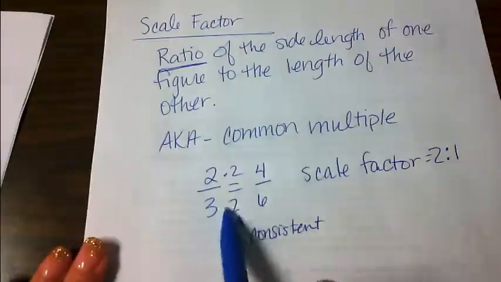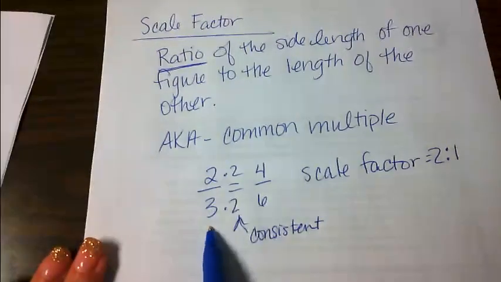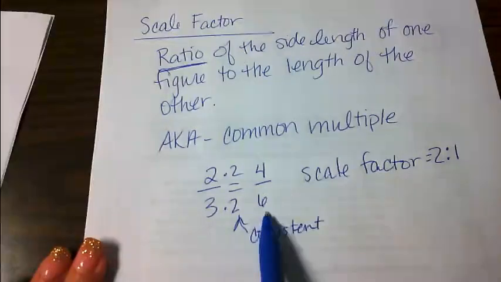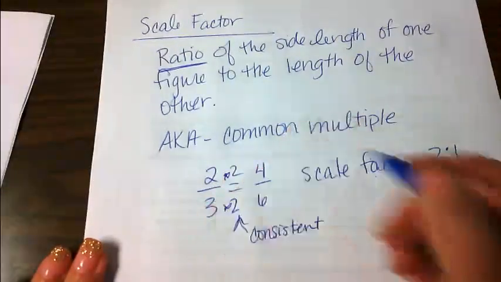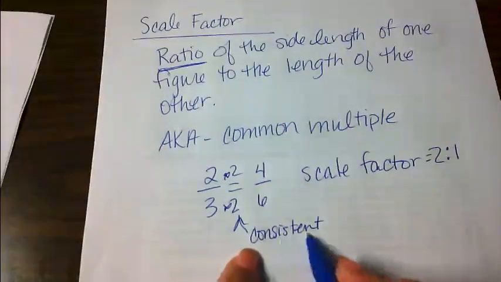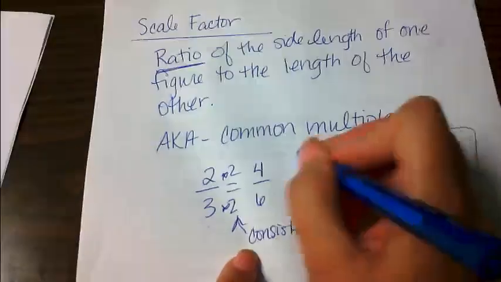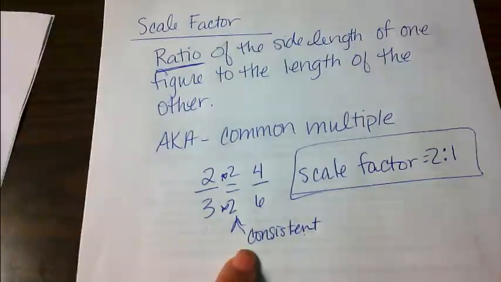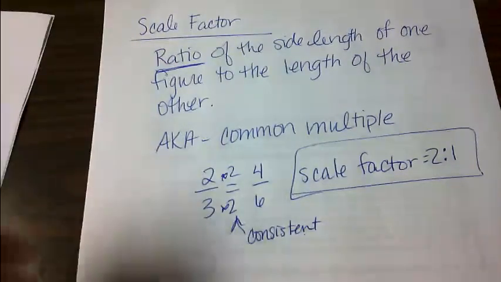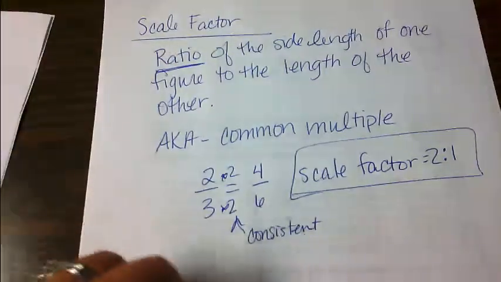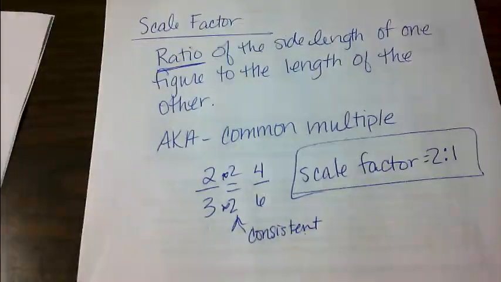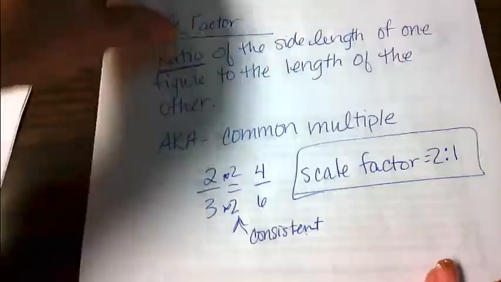And where I come in here, I can see this as if I have 2/3, it's equal to 4/6 because I multiplied it by 2. Okay, so this is consistent. So this is my scale factor of 2 to 1. My scale factor is that ratio that is happening between the original and the new. So, to find scale factor, I can look at figures like this.